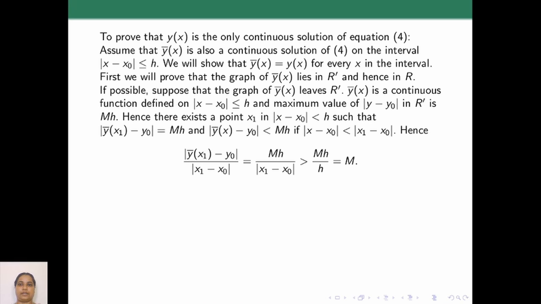ȳ(x) is a continuous function defined on |x − x0| ≤ h, and the maximum value of |y − y0| in R' is Mh by definition. Hence, there exists a point x1 with |x − x0| < h such that |ȳ(x1) − y0| = Mh, and |ȳ(x) − y0| < Mh if |x − x0| < |x1 − x0|.